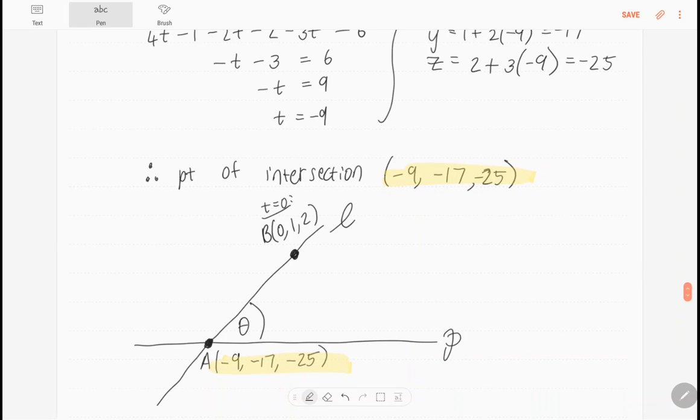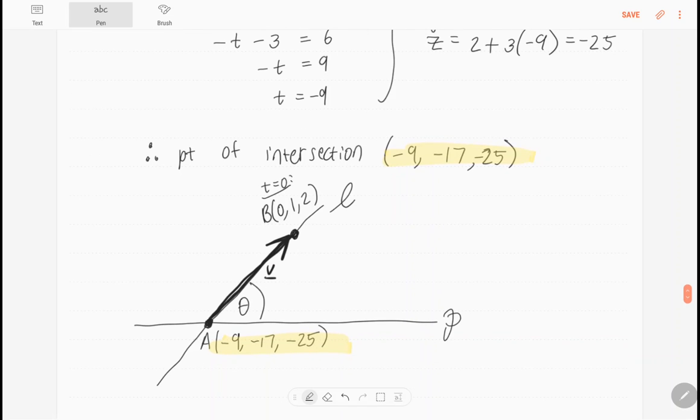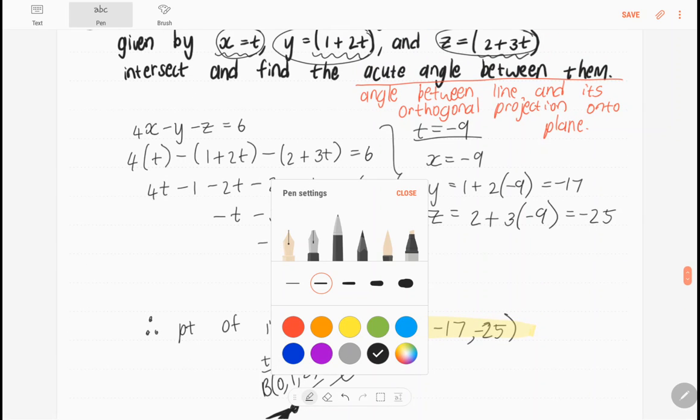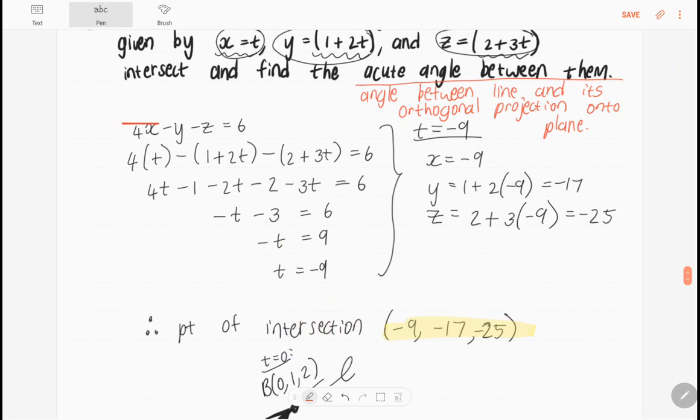The next thing I'm going to do is draw in a vector from A to B, and I'm going to call that vector v. Now, I have some more information that I can use. I know that the equation of my plane is 4x minus y minus z. That means that the normal vector of this plane is (4, -1, -1).